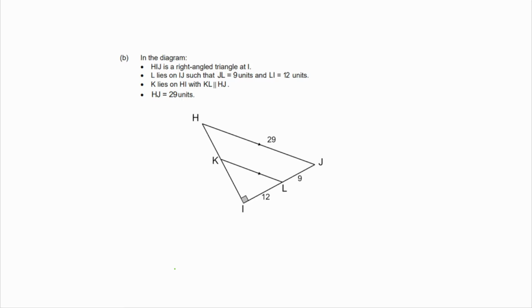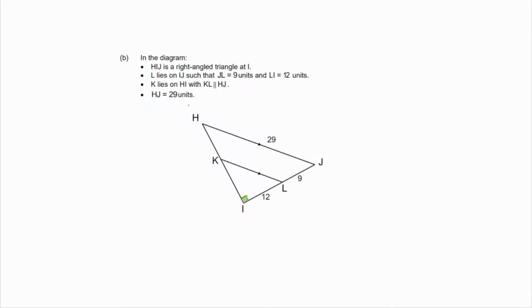They say HIJ is a right angle triangle at I. So we have this. This is probably going to be quite important because they tell us about it. They say L lies on IJ such that JL is 9, LI is 12. They give all of that.